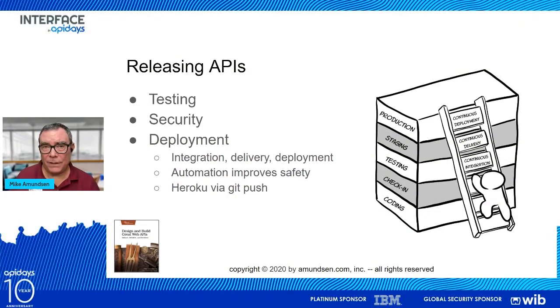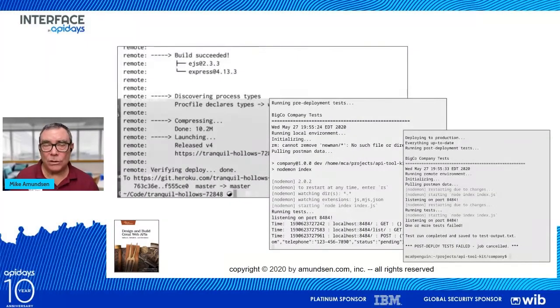Automation improves safety. That's one of the reasons to write scripts for pipelines for deployment. It's because you do it the same way over and over again, and that gives you a chance of doing it correctly over and over again. Now, in the book, I talk about using Heroku and Git to do a push. So that becomes my pipeline.